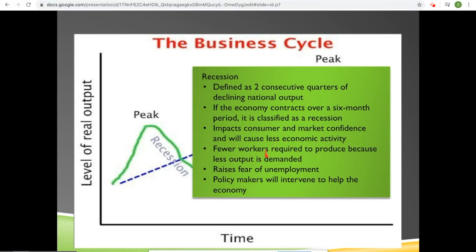And because of the less output being produced, obviously, we know labor is a derived demand. So if there is less demand for goods and services, there's less output being produced. You need fewer workers to produce it. And that's the reason why you have a record level of unemployment here in Thailand and obviously all over the world as well, because of this COVID-19 pandemic. So here we need policymakers to intervene to help the economy.